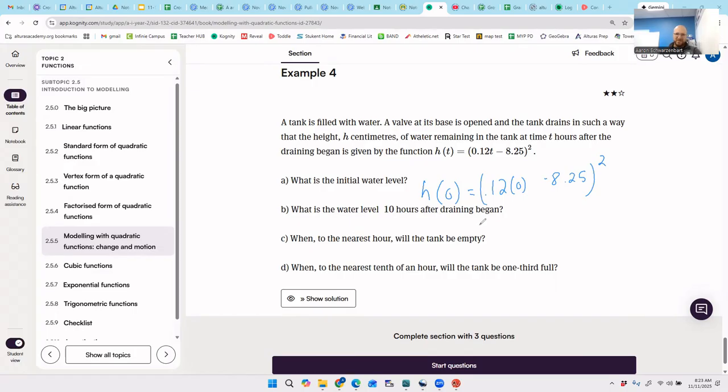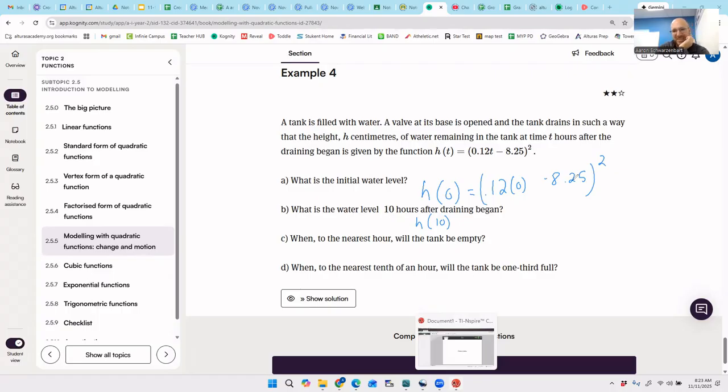What was the water level 10 hours after it began draining? So let's graph. Yeah, that one's just h of 10. To the nearest hour, when will the tank be empty? That would be the zero. To the nearest tenth of an hour, when will the tank be one-third full?